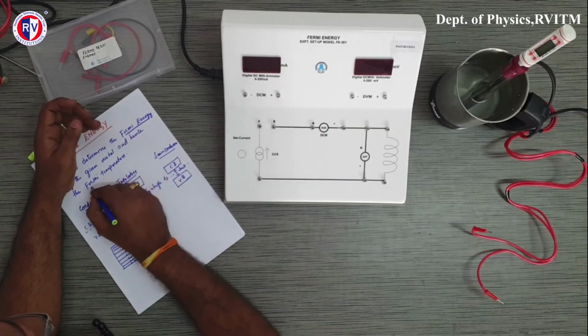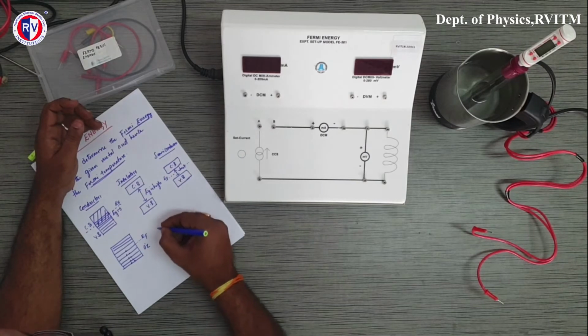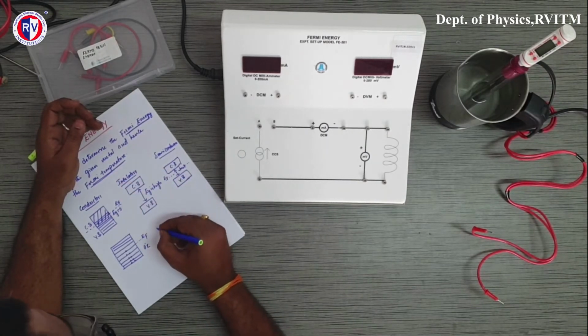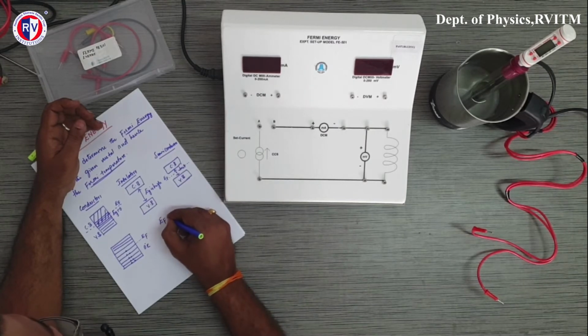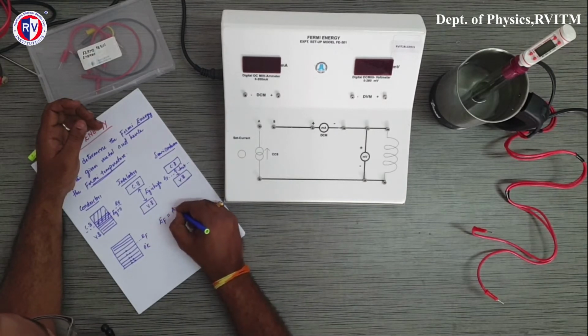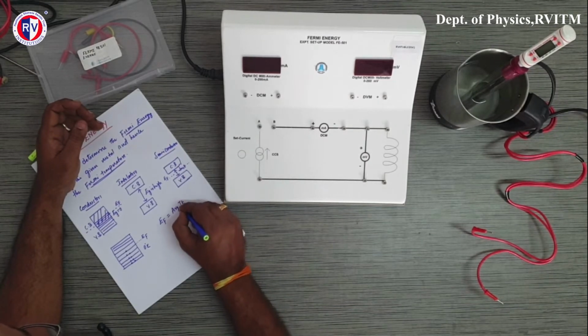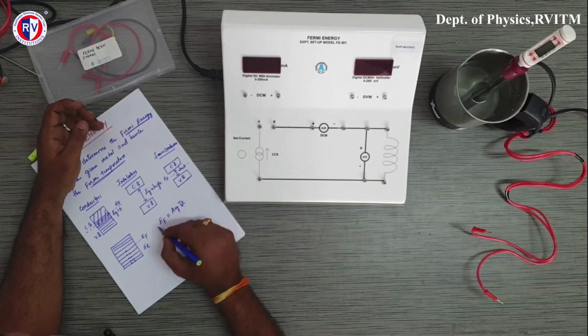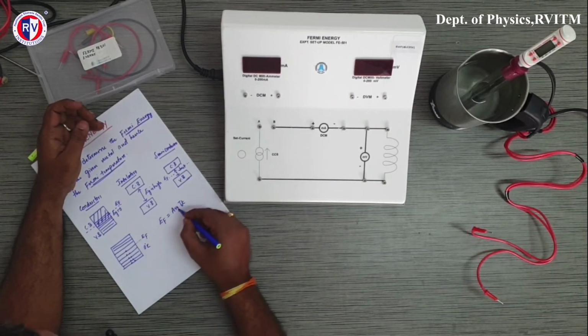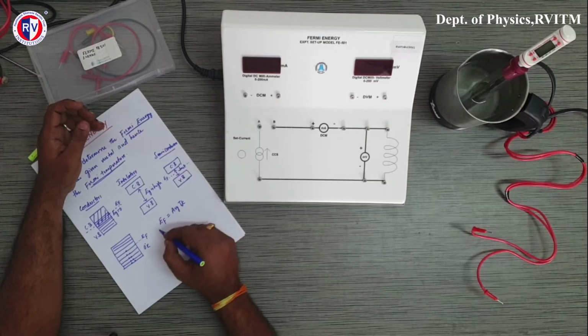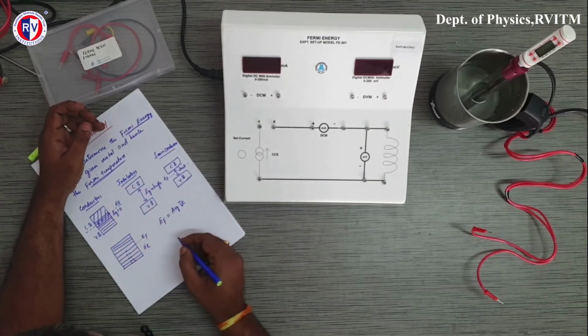Now, what is Fermi temperature? Fermi temperature we define like this: it is the temperature at which the Fermi energy will be equal to the average internal energy or average thermal energy. That temperature we call the Fermi temperature.